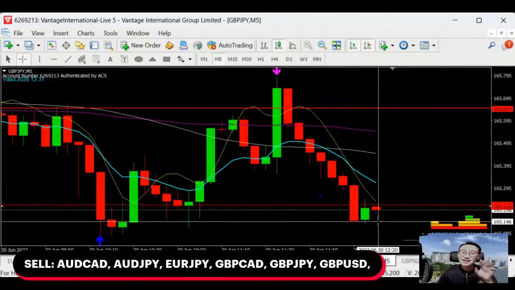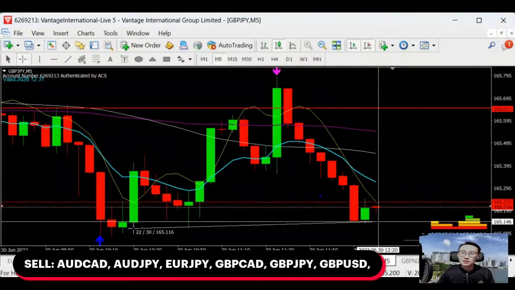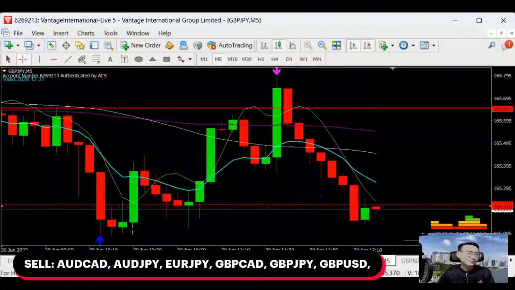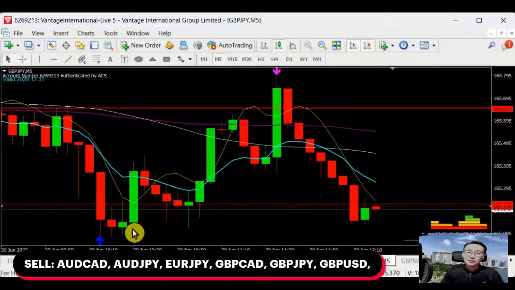However, for such a situation like this, take note. Where is the support level? The next support level is very near. But 3 to 5 pips is too small. You know, the space is too tight. So you have to be very careful, right?